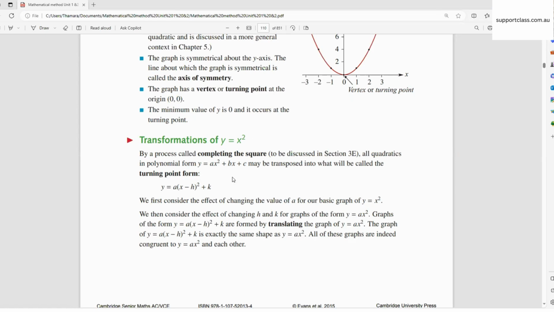While, what is the significance of the k? The k value gives you the y coordinate of the turning point. The h value gives you the axis of symmetry of the graph. So that's why we call this the turning point form. Understand? So we just get used to more details.